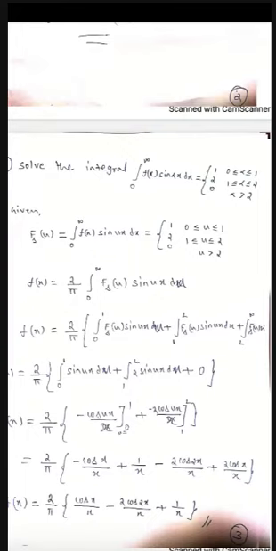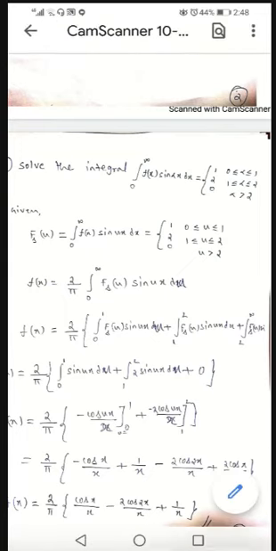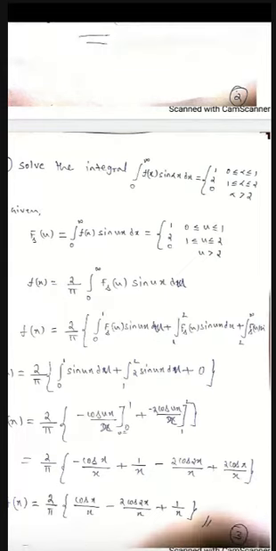Fs of u equals the integration from 0 to infinity of f of x sin ux dx, that is equal to 1 whenever u is between 0 and 1, 2 whenever u is between 1 and 2, 0 whenever u is between 2 and infinity. f of x is 2 by pi, integral 0 to infinity of Fs of u sin ux du.